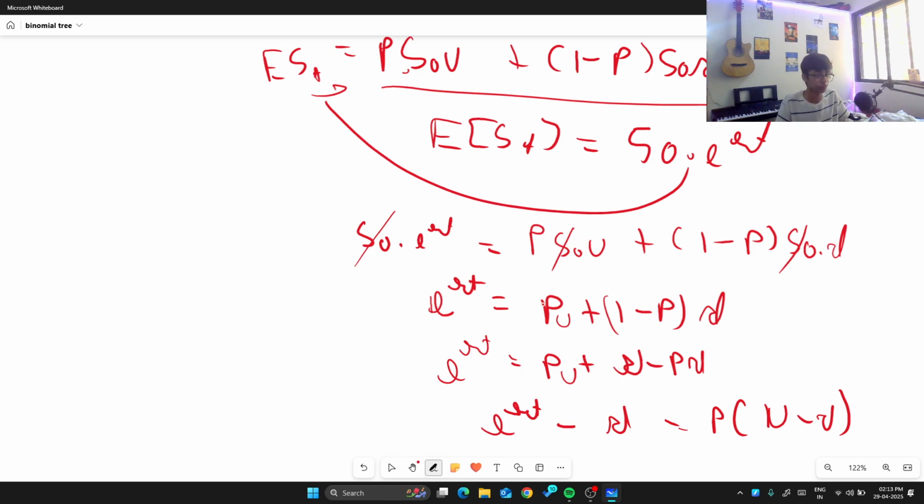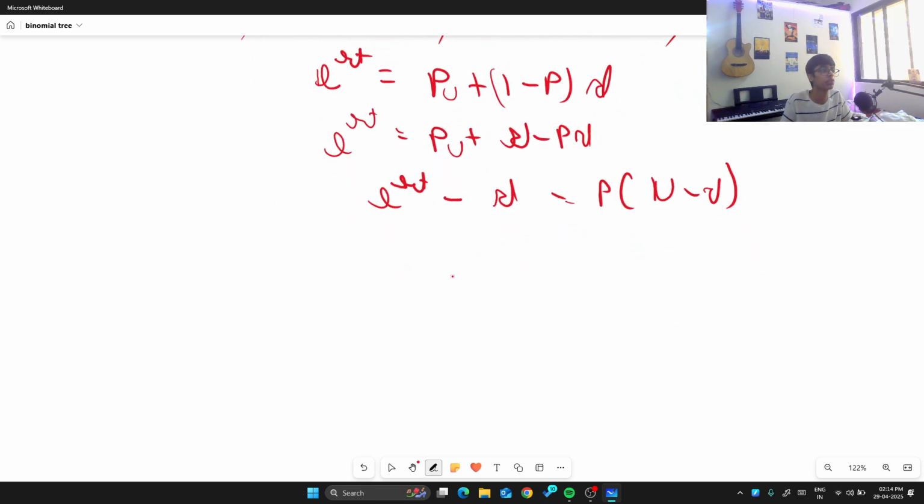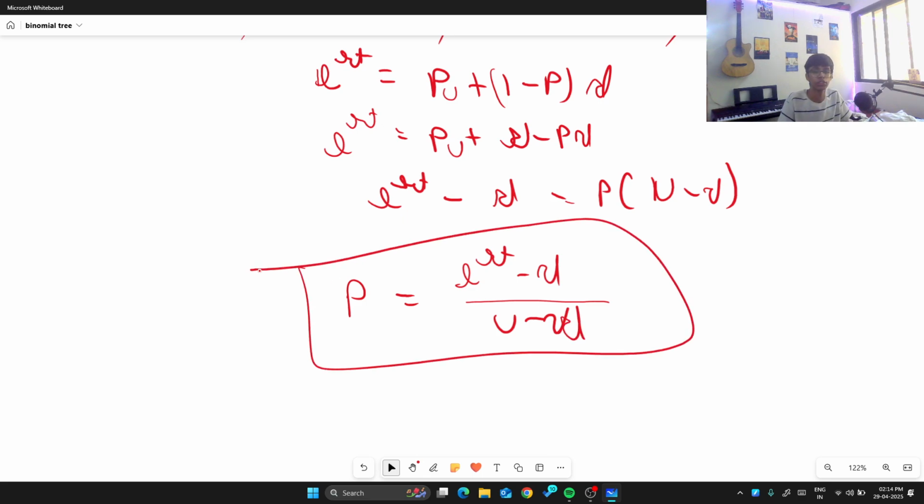And then, where is my mouse? Then it would be e^RT minus D, so P equal to (e^RT minus D) upon (U minus D). And let me check if it is right. Yes. So this is the formula of probability.